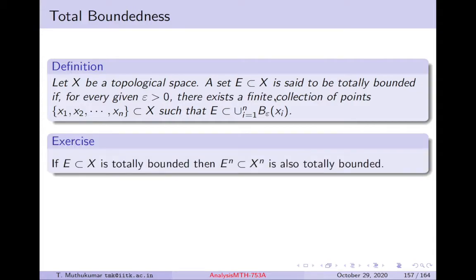As an exercise, try doing this: if you have a totally bounded subset of a topological space, then the n times Cartesian product of E, which is a subset of the n times Cartesian product of X. So if E is totally bounded, then E power n is totally bounded in X power n. It's not a difficult proof. You can use the definition and extend it to the Cartesian product situation.